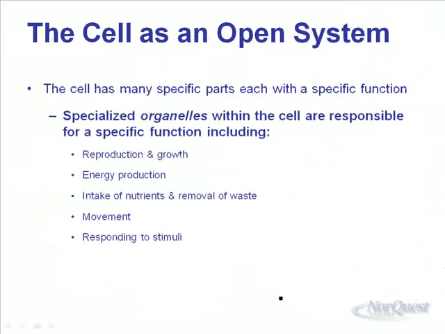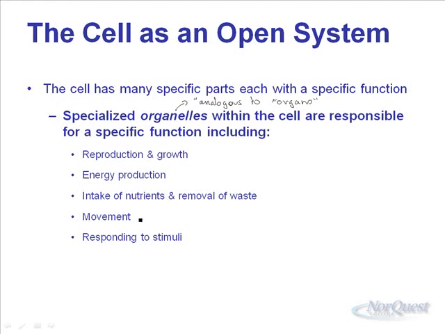Now when we look at cells, cells are an open system. They have to interact with the environment around them. So in order to do that, they have specialized structures called organelles. In many ways, they're analogous to our organs. Each one of the organs in the human body has a specific function to allow the whole body to interact with its environment and stay alive. So organelles are analogous to organs. They have to do things like reproduction and growth. They're responsible for energy production, the intake of nutrients, and the removal of waste.